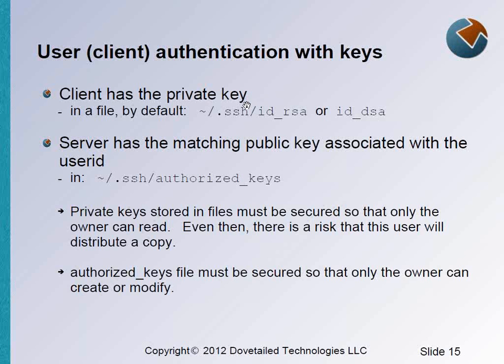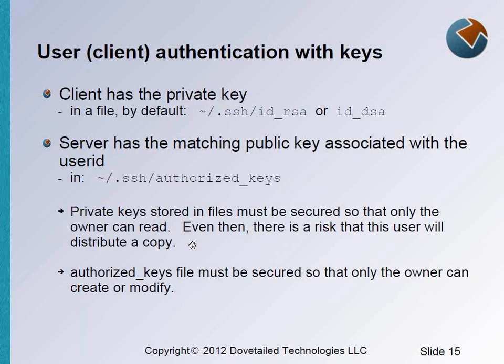Then the matching public key, you would take and put on the server you're logging into. And where would you put it? Well, you put it in the home directory of the user you're trying to log into. So if I'm trying to log into my user, this tilde would be the home directory of my user. In his .ssh subdirectory, I would add all of the public keys that I want to allow to log into that user ID. I would put them in his authorized keys file. So the client has the private key, the server has the public key.